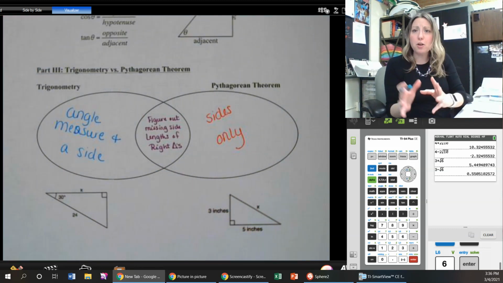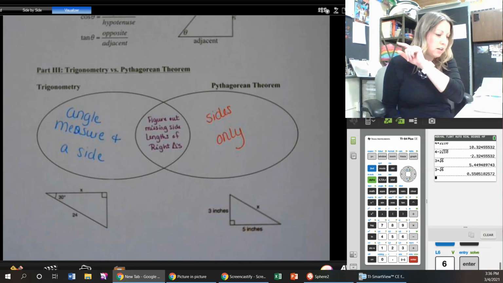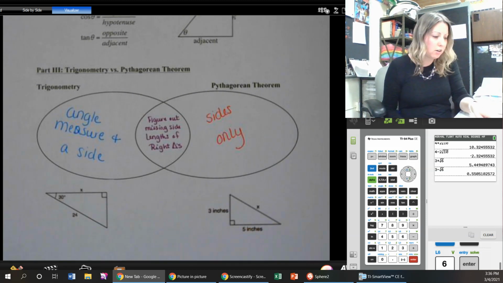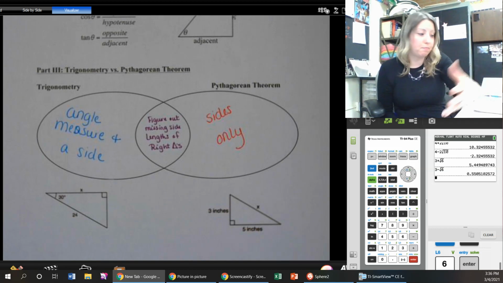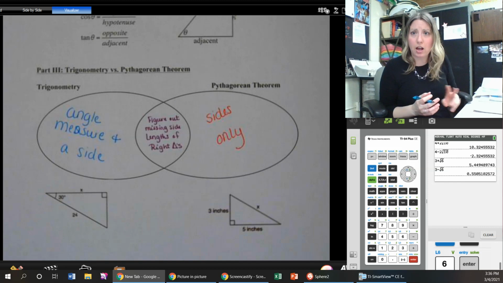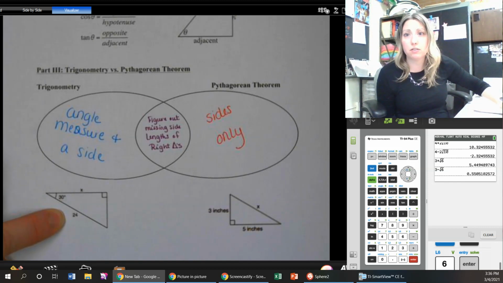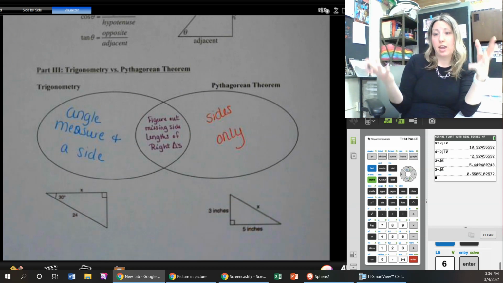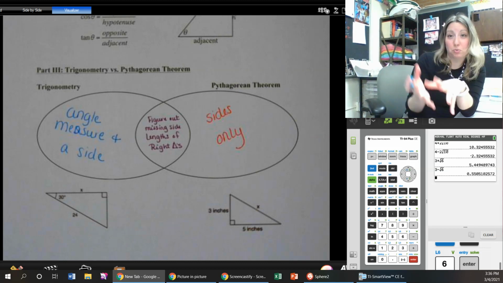So if you know nothing about angles, you've got two of the sides, and you're asked to find the third, you're being asked a Pythagorean theorem question, just like this right triangle right here that we did in your notes in lesson 1. If you're told an angle measure and you're told a side and you're missing another side, like we did right here in lesson 4, you are being asked to use a trig ratio to solve it. And that's it. That's the real quick.